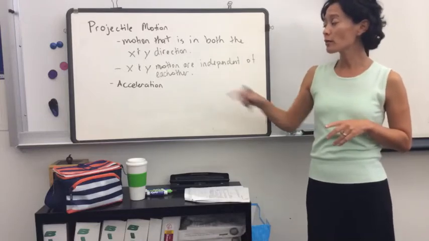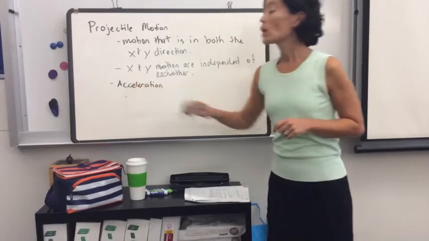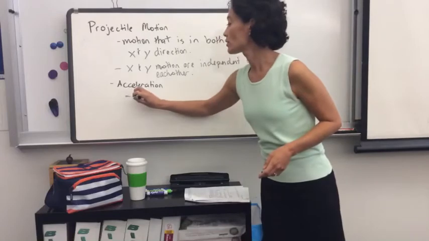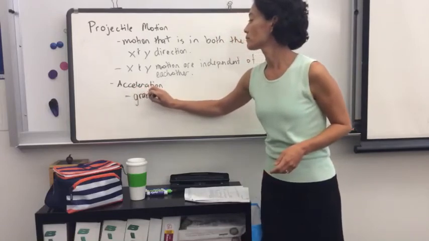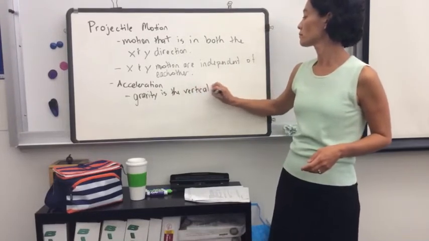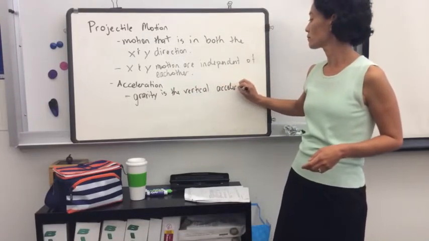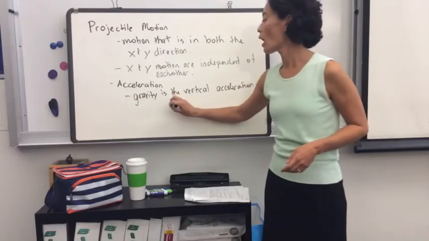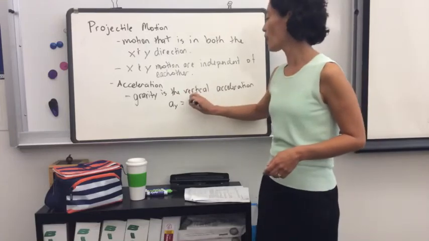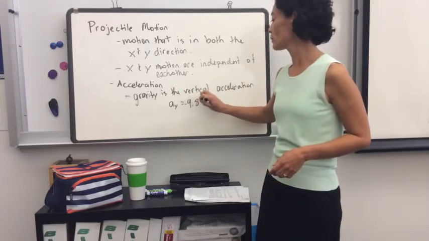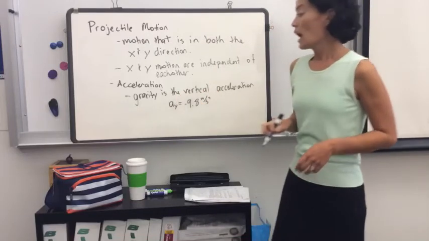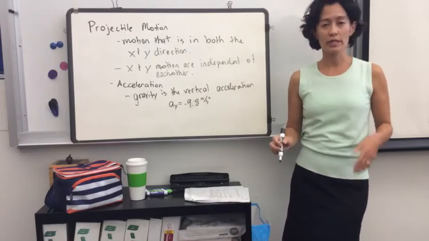And so, talking about the idea of acceleration, the only acceleration you have vertically is gravity. So gravity is the vertical acceleration. AY is negative 9.8 meters per second squared. Sorry, it looks a little messy there, huh? And that's what we looked at in the last chapter, that gravity was negative 9.8.